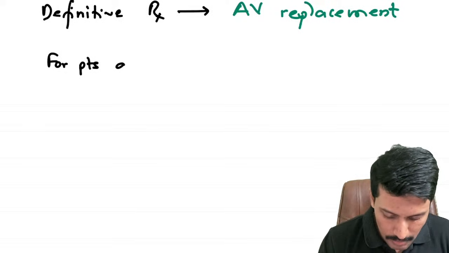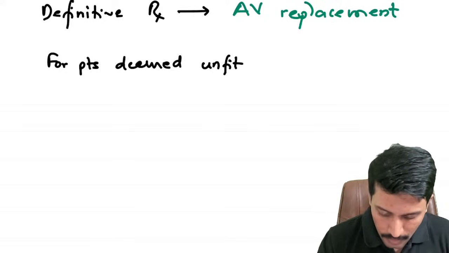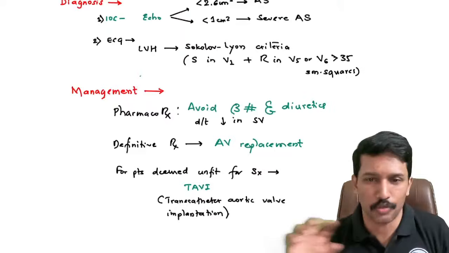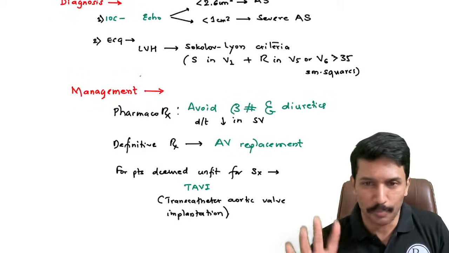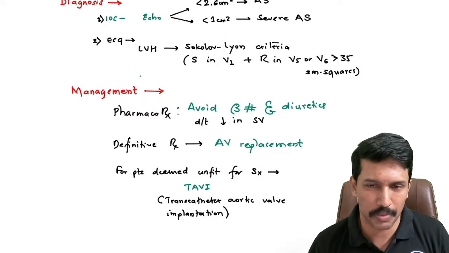For patients deemed unfit for surgery, for the murmur, I should mention the area and the best heard position, inspiration or expiration.